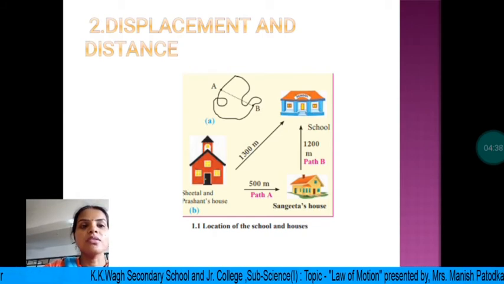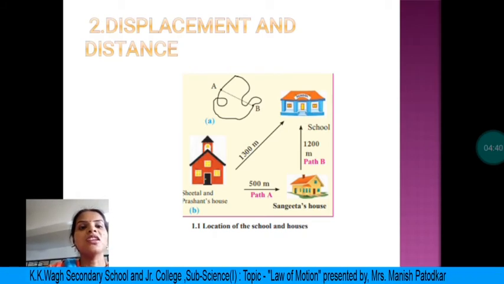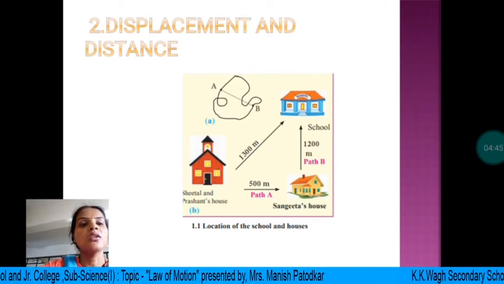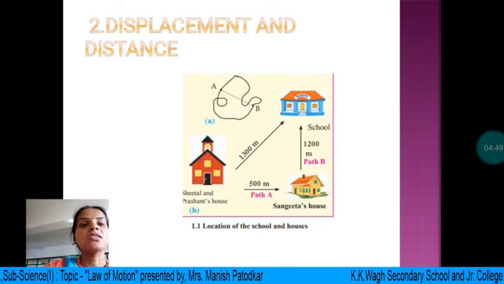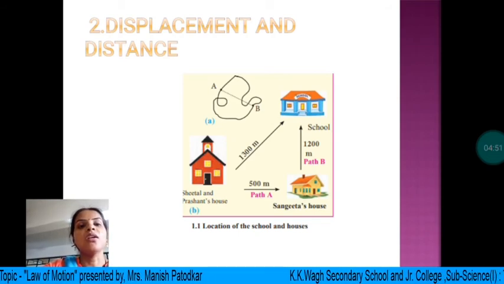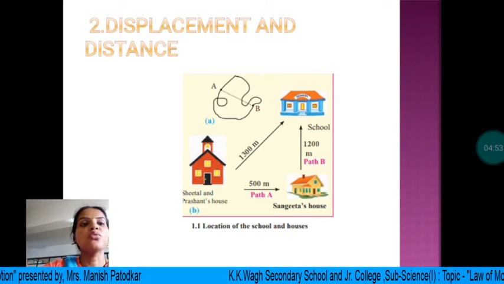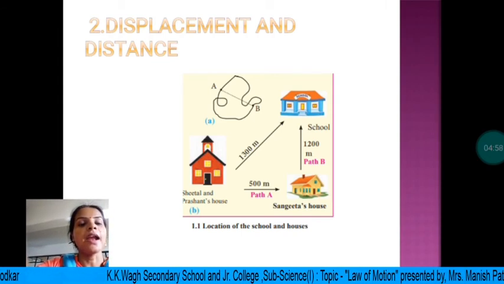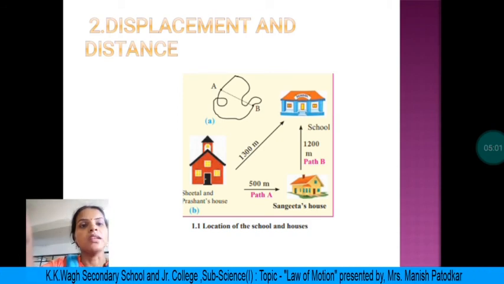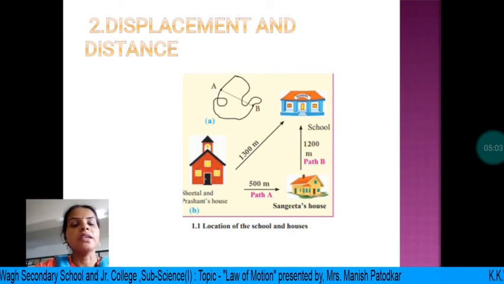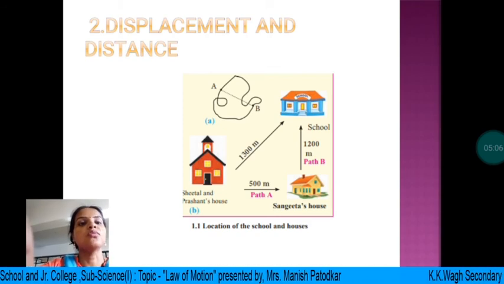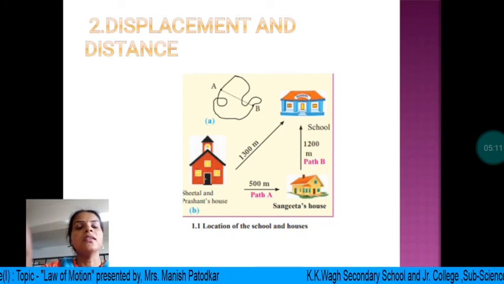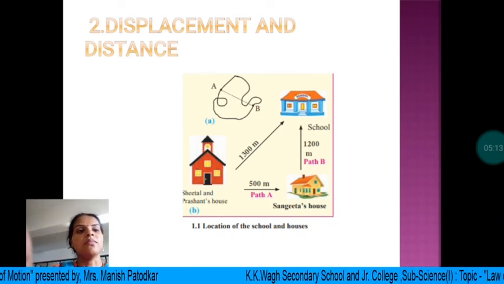But there is also one shortcut through which Shital and Prashant can cover a distance of 1300 meters to reach the school. That is the smallest, minimum distance covered by Shital and Prashant to reach the school. That concept is said to be the displacement, and the actual length covered by the object is said to be the distance. So in this way we discussed in today's lecture the concept of motion by observing particular examples, and second, the concept of distance and displacement.